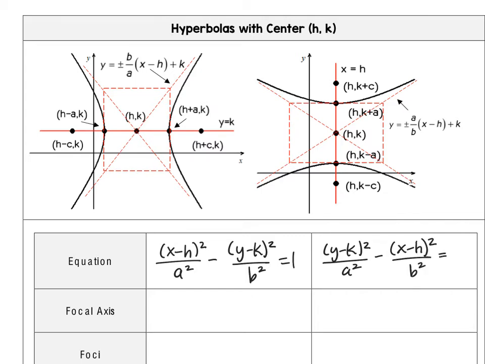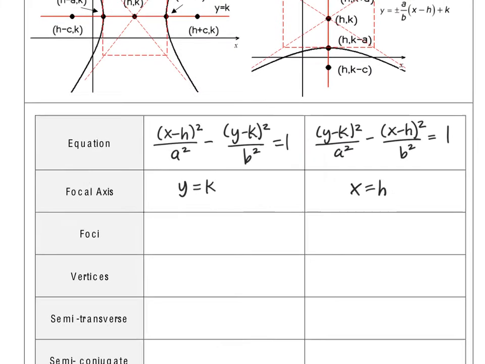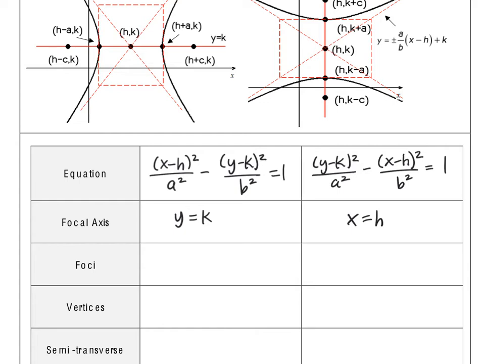The a's and b's are with the first one. The a squared goes with the first one, b squared with the second. As far as the focal axis here, the focal axis is going to be y equal to k and x equal to h correspondingly. The foci would be h plus or minus c, and then k.